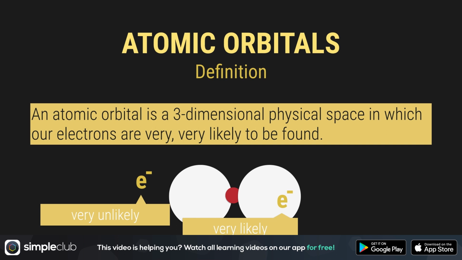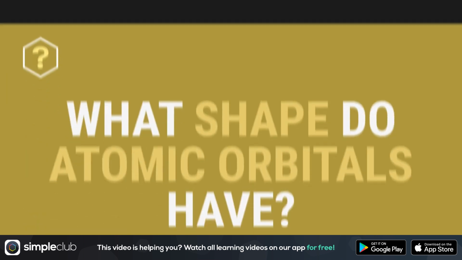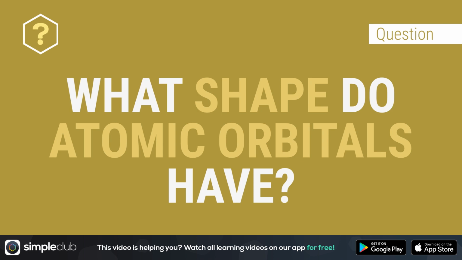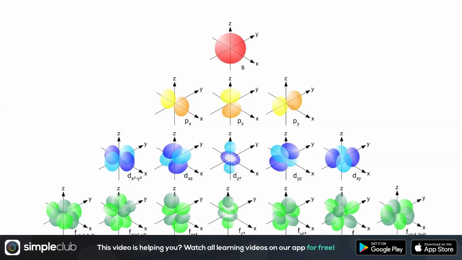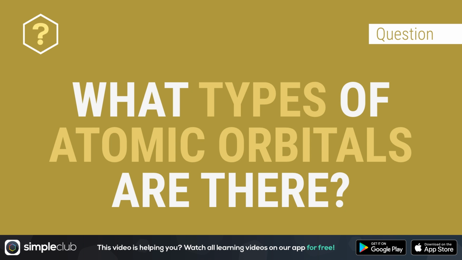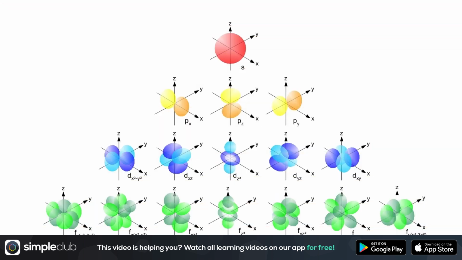But what do these spaces actually look like? If I'm asking that, then there's got to be different shapes, right? Bingo! There are different types of atomic orbitals, and they come in various shapes. We've made a list of them for you. First, we need to ask ourselves, which types of atomic orbitals are there? Each type has its own shape. Let's take a closer look at the breakdown again.